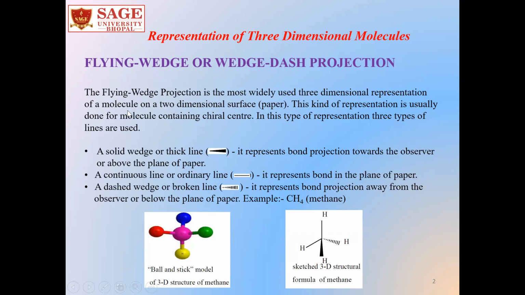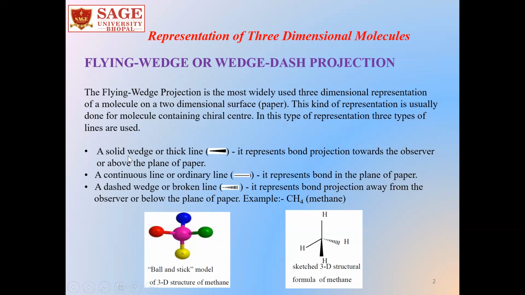The flying wedge projection is the most widely used three-dimensional representation of a molecule on a two-dimensional surface, that is, on the surface of the paper. This kind of representation is usually done for molecules containing a chiral center. In this type of representation, three types of lines are used.